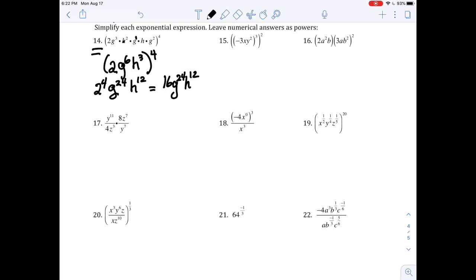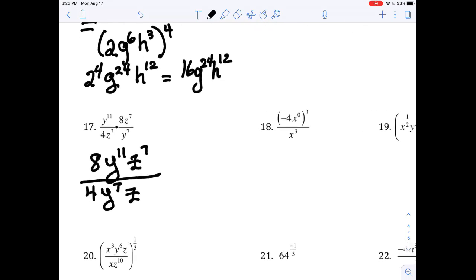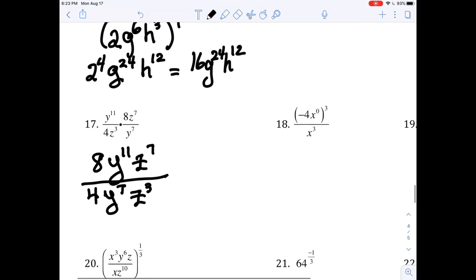When you multiply fractions, you multiply across the numerator and across the denominator. So in the numerator, that's going to give us 8, and we don't have any common bases in the numerator, so that's going to be y to the 11th and z to the 7th. It is standard that when you write a term, you write the variables alphabetical. In the denominator, you're going to have 4 y to the 7th, z to the 3rd.